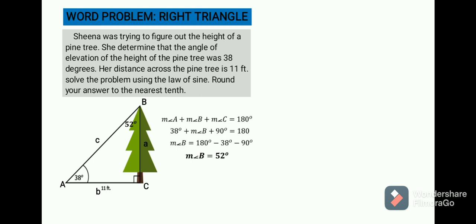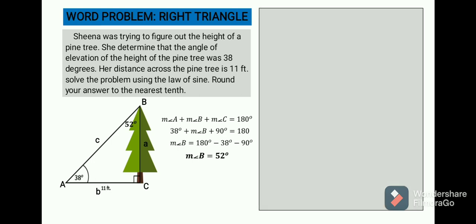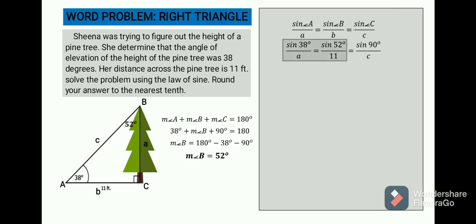So now let's solve the height of the pine tree using the law of sines. Let's use this rule. Let's substitute. The measurement of angle A is 38, angle B is 52, and angle C is 90, and the measurement of side a is missing, b is 11, and c is missing. Since we are finding the measurement of side a, we must use these two ratios as our formula. Sine of 38 over a is equal to sine of 52 over 11.